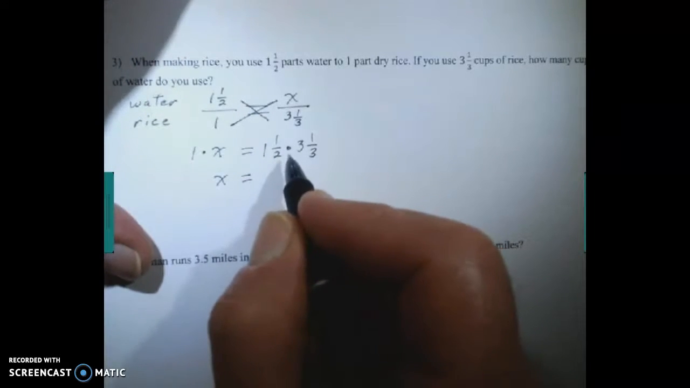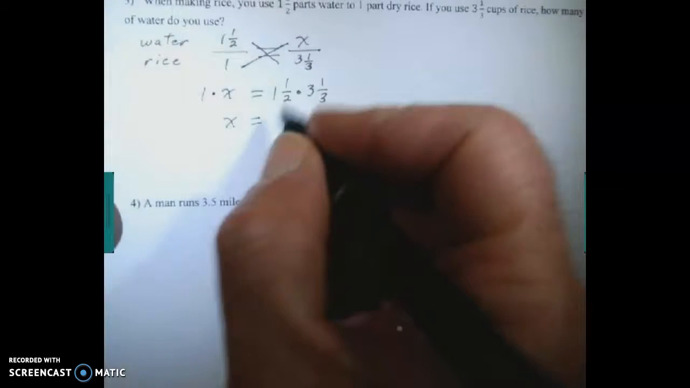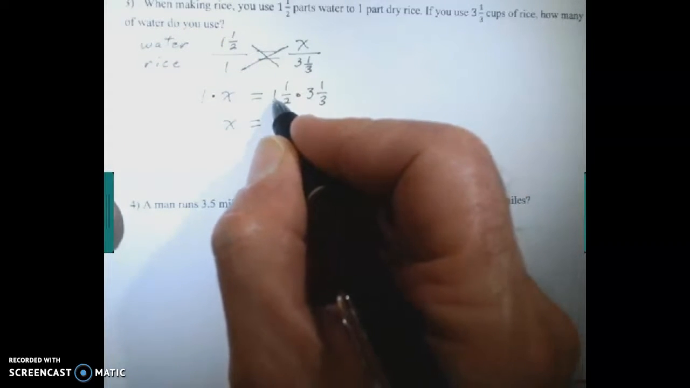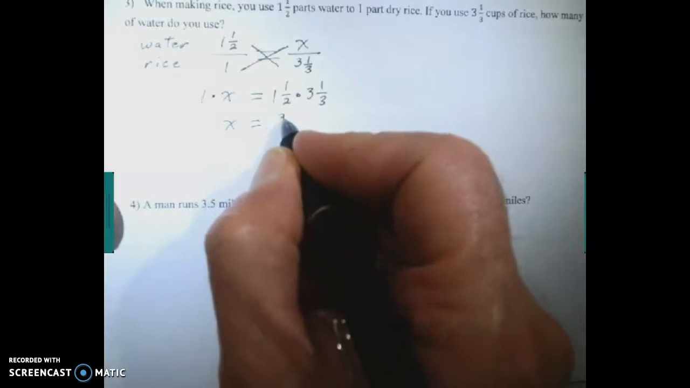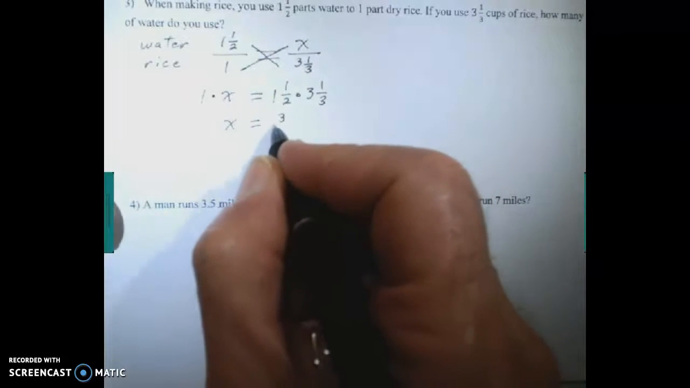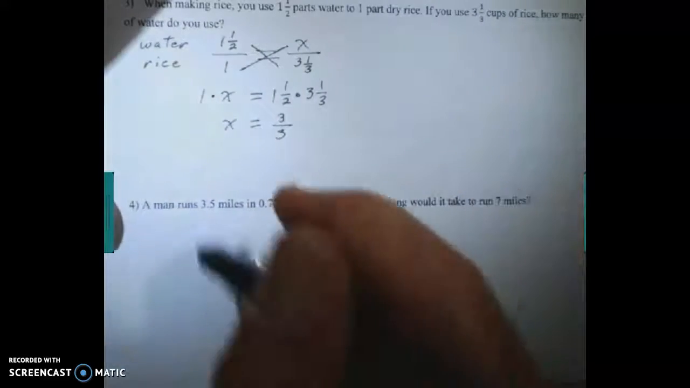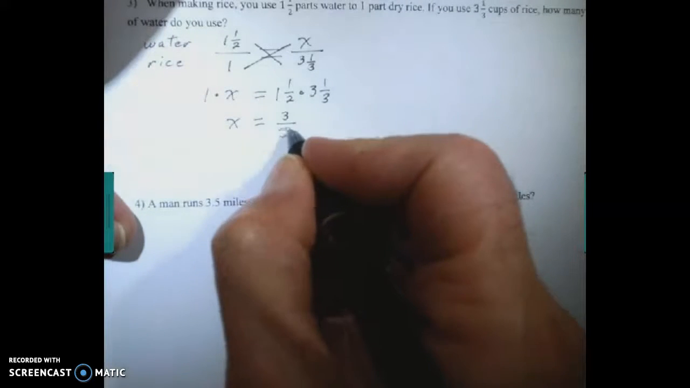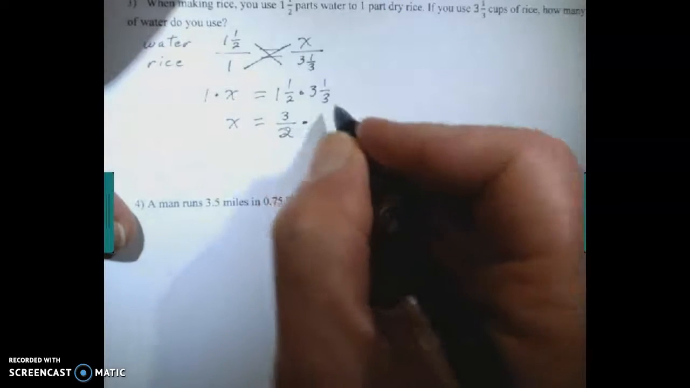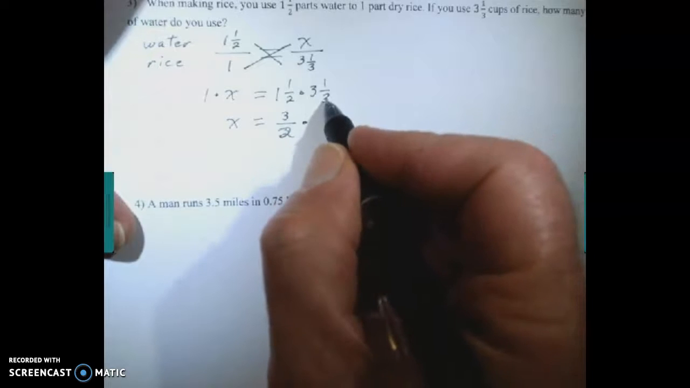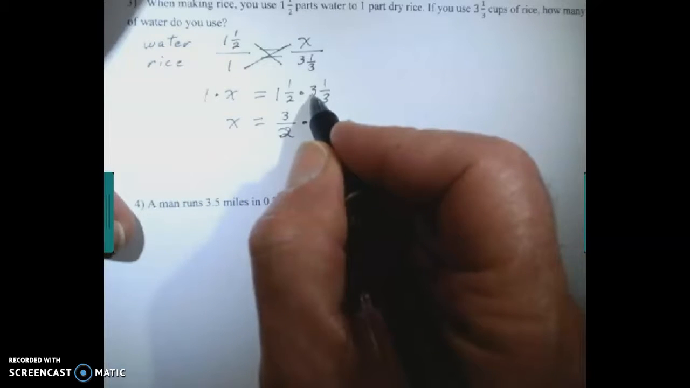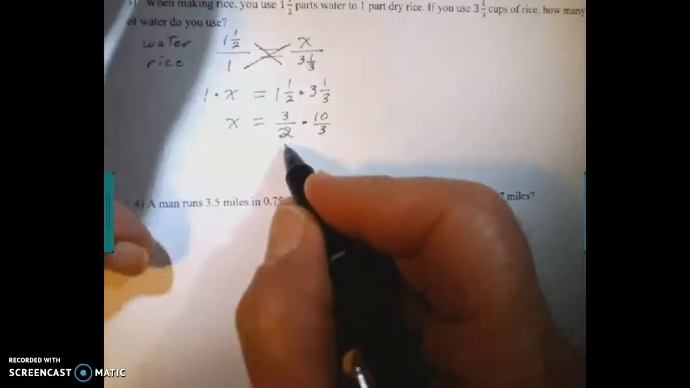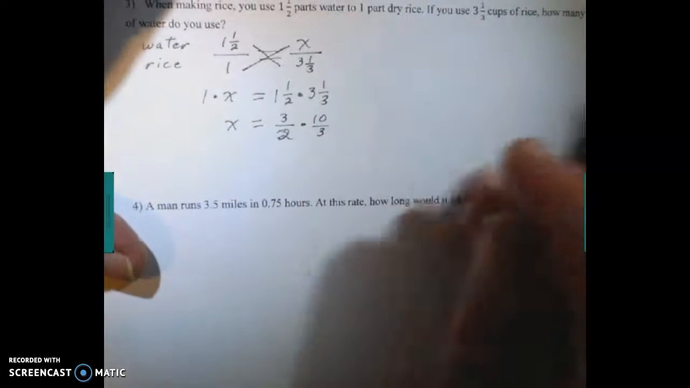This side, to multiply mixed numbers, change them into improper fractions, or fractions greater than 1. 2 times 1 is 2. Add it to the top. That 2 plus 1 gives me 3. This is 3 over 2. And times, make this into a fraction greater than 1. 3 times 3 is 9, plus the 1. This is 10/3. So we have 3 over 2 times 10 over 3.